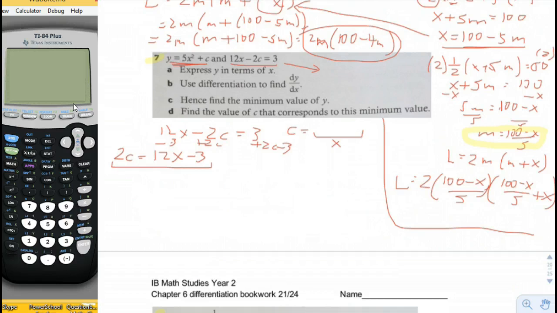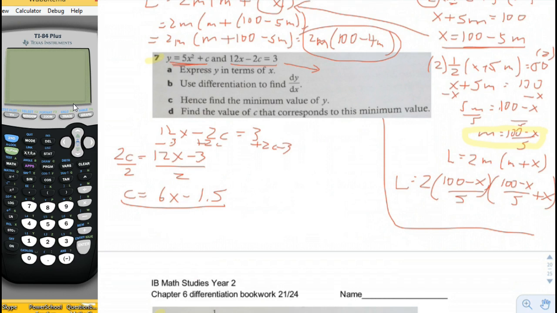And then we divide both sides by 2. Divide this by 2, divide this by 2, we get c equals 6x minus 3 halves. Okay, so 3 halves is 1.5, right? So I'll just write 1.5. So now we have an expression where c equals something, something x. That's exactly what we wanted.